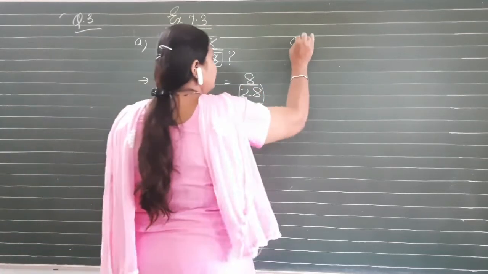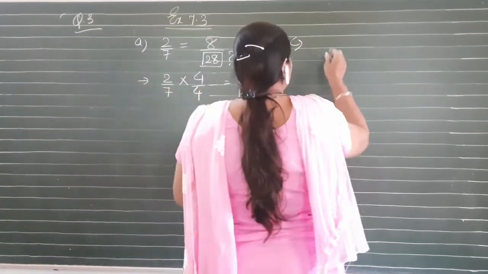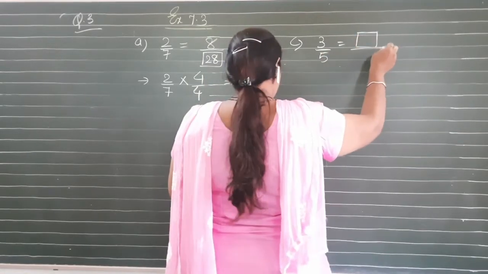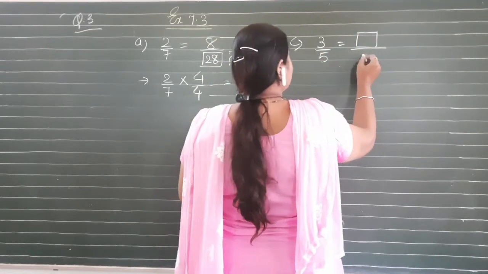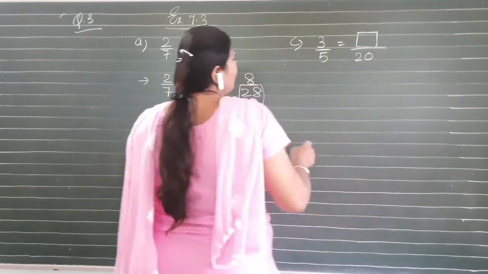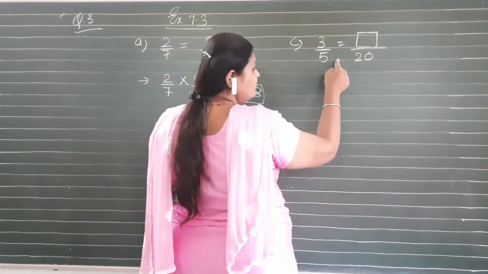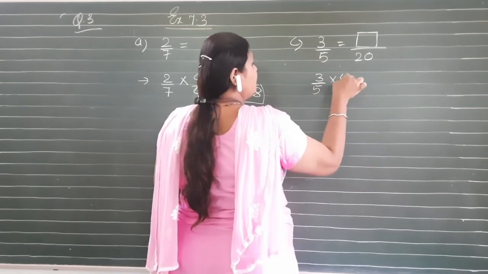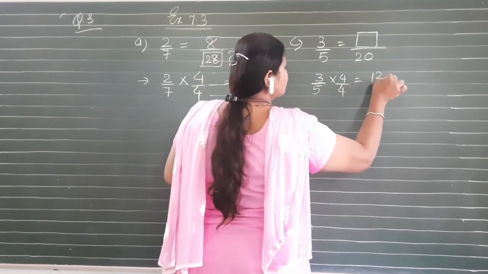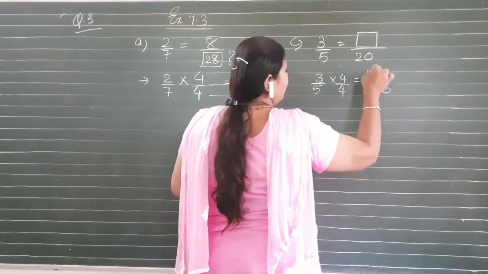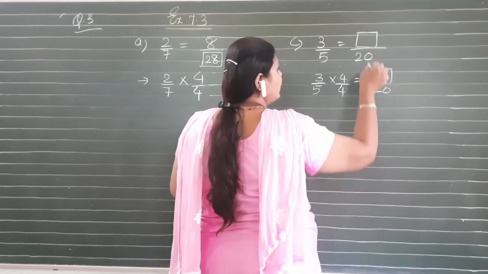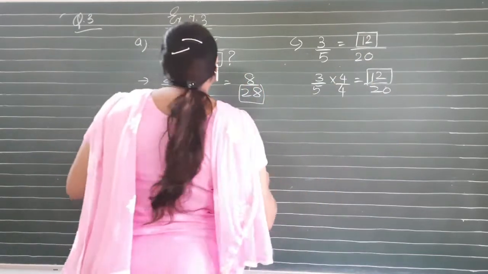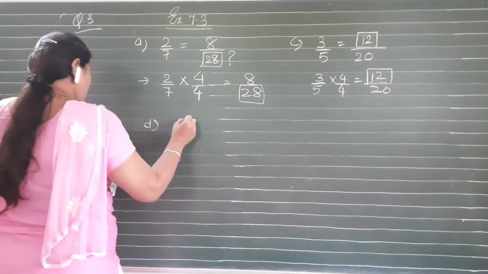Now let us see something. 3 upon 5, here the numerator is not given and it's 20. Now by multiplying 5 with 4, we will get 20. So 3 upon 5 multiplied by 4 upon 4. So 12 upon 20. 12 is not given, 20 is already given. So here it's 12.